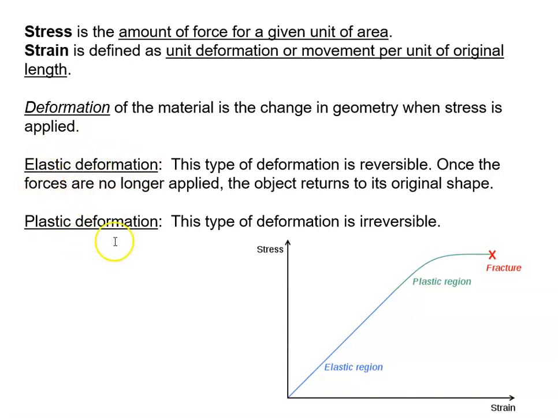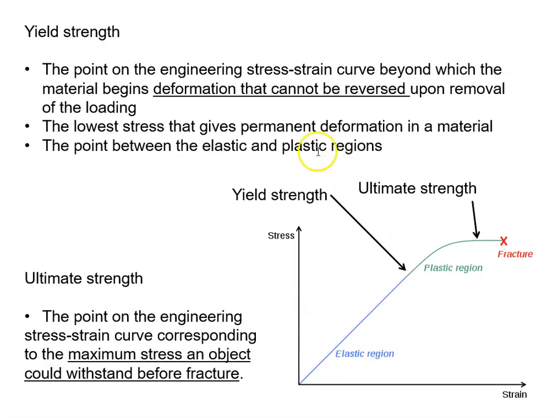And then we have plastic deformation, which is irreversible. We stretch something and then the load goes away, but this thing has been damaged. It's been stretched out and it's never going to come back. Okay, so some basic definitions there.